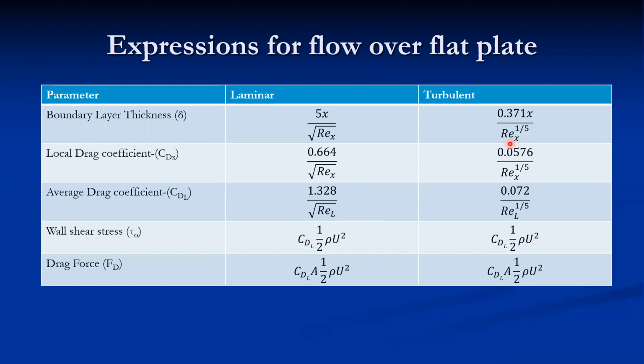As far as turbulent flow is concerned, the denominators in all expressions are the same, that is Re raised to 1 by 5. Only you have to memorize the coefficients. Remember, there is x in the numerator only in boundary layer thickness. Drag force is a unitless quantity, so nowhere is there x. The wall shear stress formula is common in both cases. Only here the CD value of turbulent is taken and multiplied by area, that gives the frictional drag. So flow over a flat surface is especially analyzed to estimate the drag force, that is friction drag.